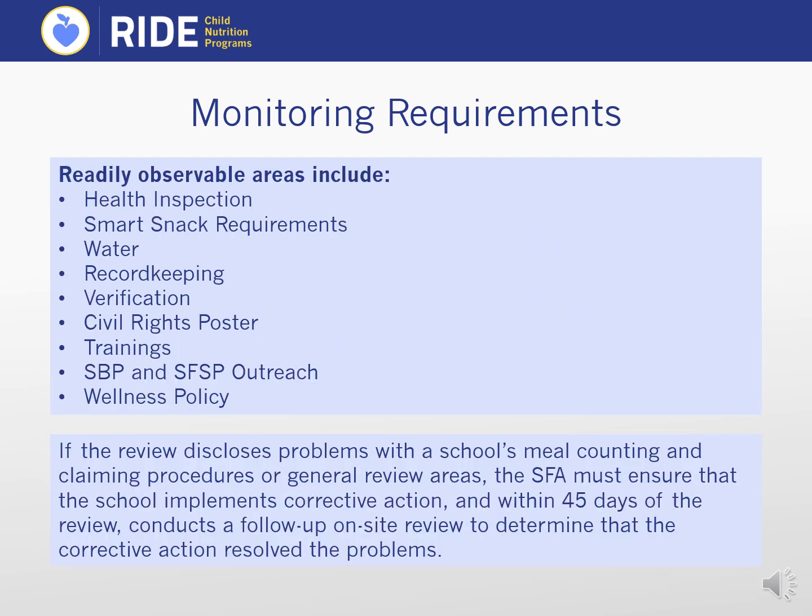So the readily observable areas referred to in the monitoring forms include health inspection, meaning whether any health inspection has been done so far in the year, or if it's posted in the appropriate place. Smart snack requirements if you do sell a la carte items. Free potable water. Record keeping requirements. Whether verification is happening on time.